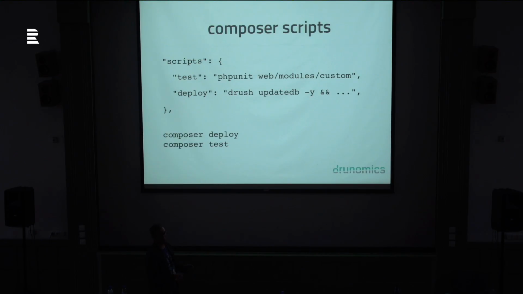So if PHPUnit is added to your project, it will use the project-specific PHPUnit version, and you can make sure everyone runs the tests with the same PHPUnit version. The same thing applies to Drush actually. You can add Drush as a dependency to the project, and then this deploy command, which I added here, will just use the project-specific Drush, which is also very nice.